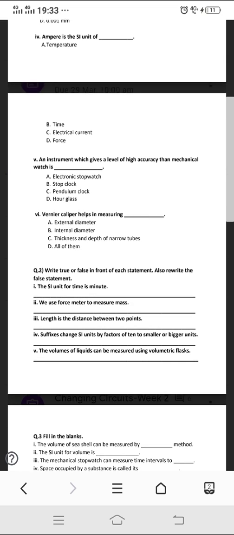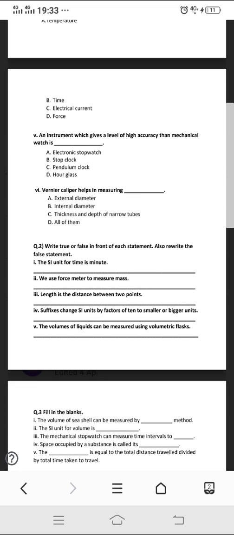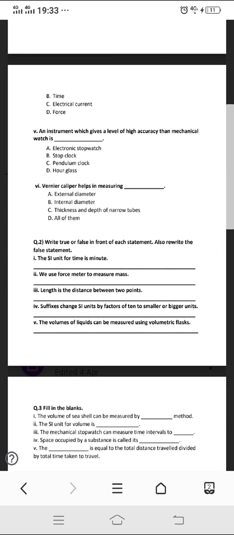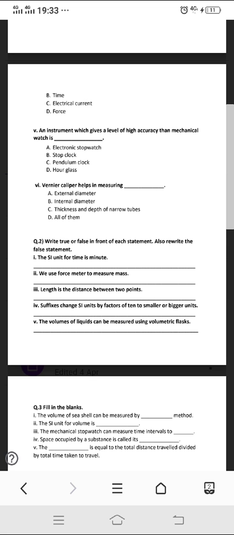Now let's come to the vernier caliper. So the vernier caliper helps in measuring. For this, I request you all to open up your book and look at the image of a vernier caliper. When you look at the image, you will see that at the front there are two sets of jaws. One is called the internal jaws and the other one is the external jaws. And on the opposite side you'll see a rod called a depth rod.